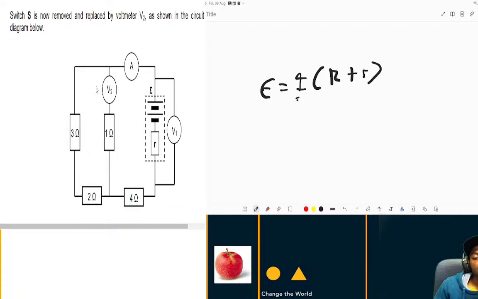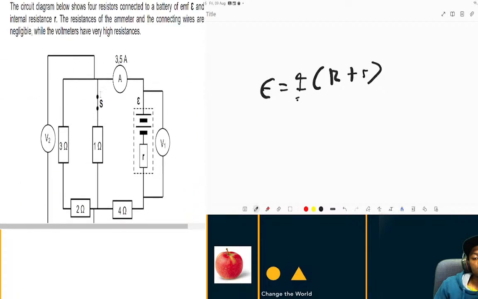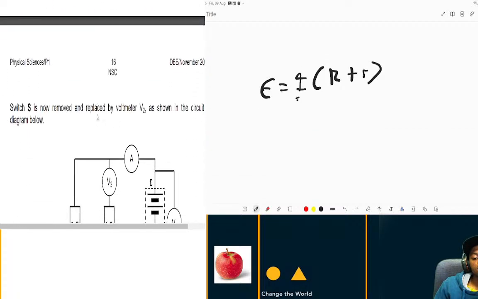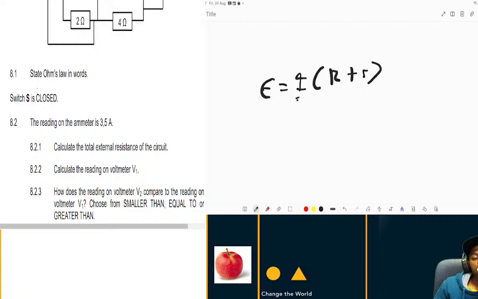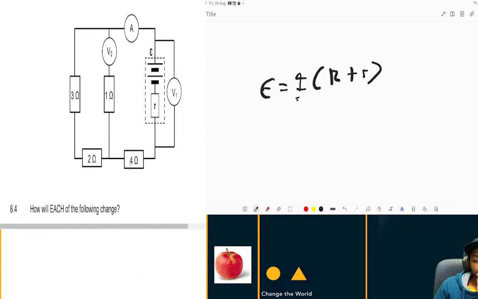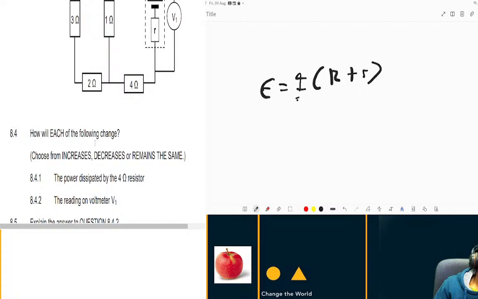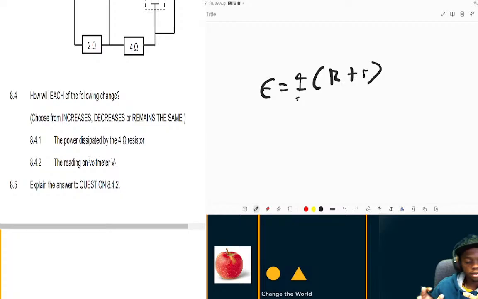So okay, switch S that we had here, if we go back, we had switch S here that was closed, and now they replaced it with the voltmeter V2. V2 last time was here, now they've put it there. Okay, let's see how each of the following will change. Choose from increase, decrease, or remain the same.